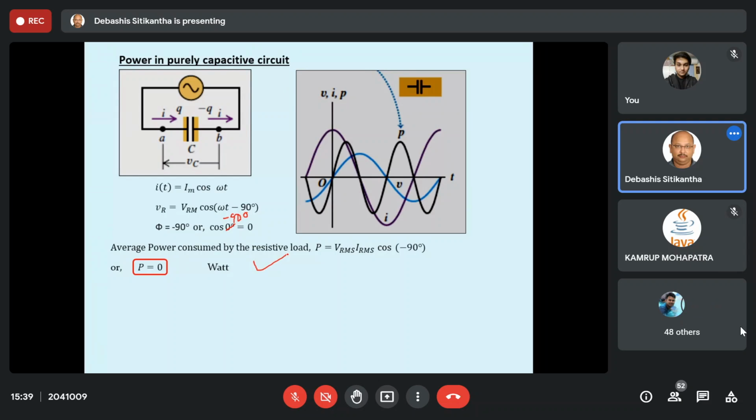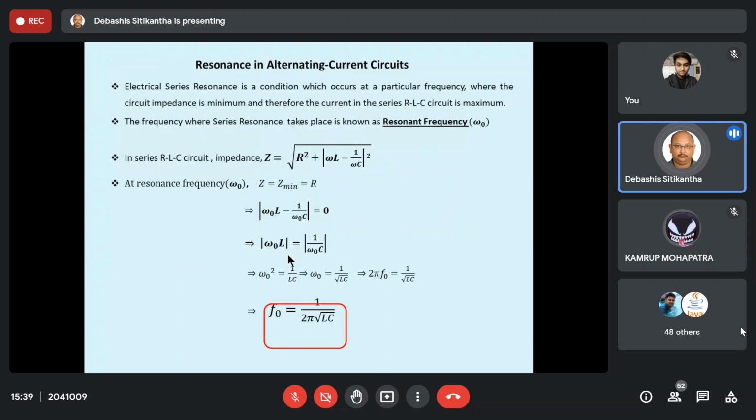No, sir. Okay. So let us now move on to the last portion of this syllabus, or rather I will say my last class, that is resonance in alternating current circuits or AC circuits. Okay. What is this resonance?